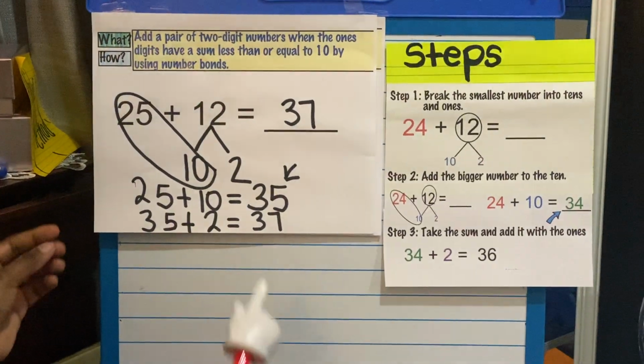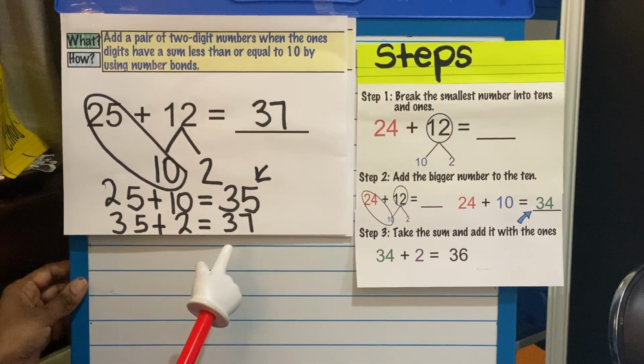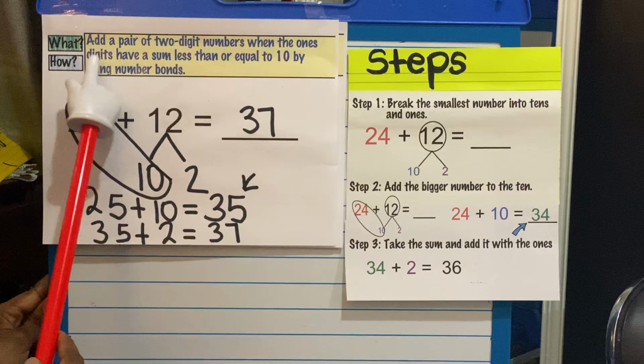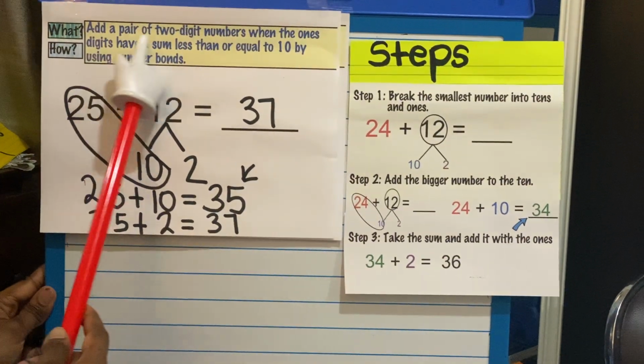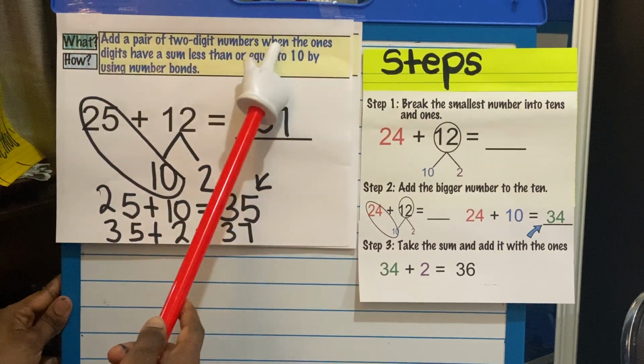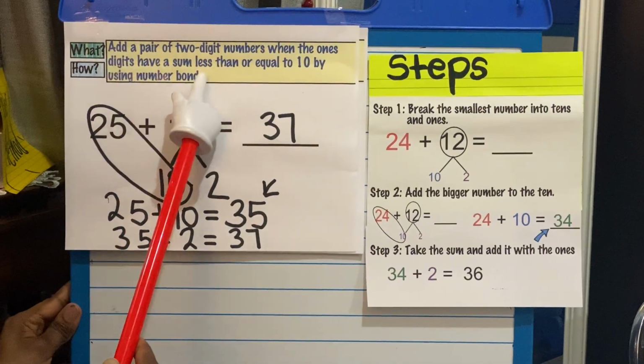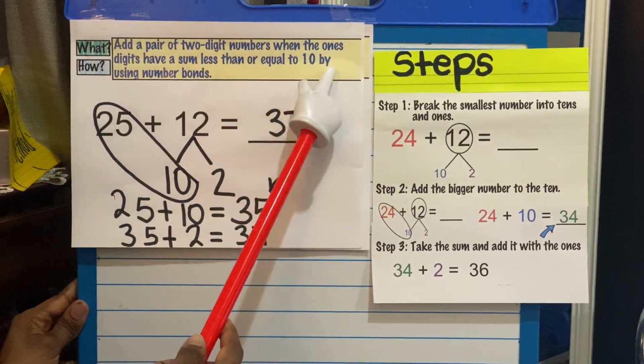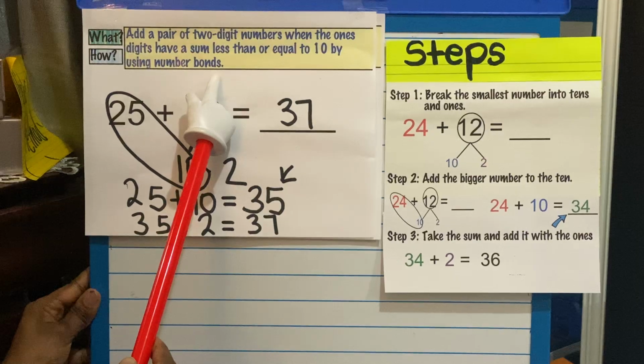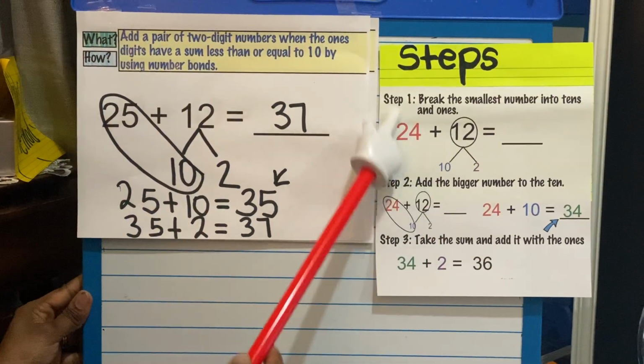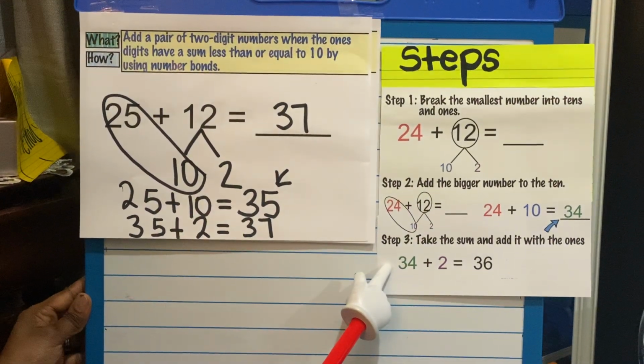So let's do a quick review of what we learned yesterday. Yesterday we learned how to add a pair of two-digit numbers when the ones digits have a sum less than or equal to 10 by using number bonds. I gave you 3 steps. Let's go over them quickly.